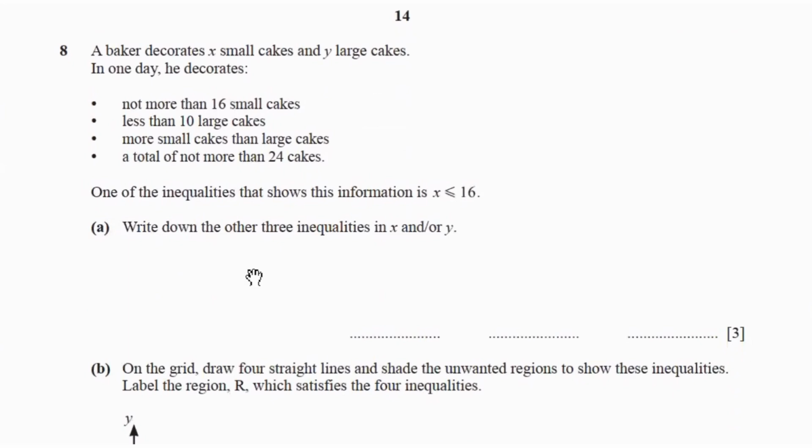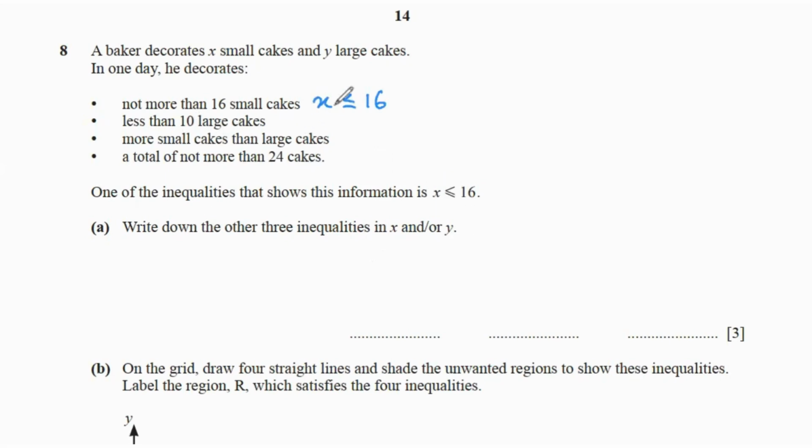Question 8 says a baker decorates x small cakes and y large cakes. In one day, he decorates not more than 16 small cakes, less than 10 large cakes, more small cakes than large cakes, and a total of not more than 24 cakes. One of the inequalities that shows the information is x is less than or equal to 16, which is for this one. Write down the other three inequalities in x and y.